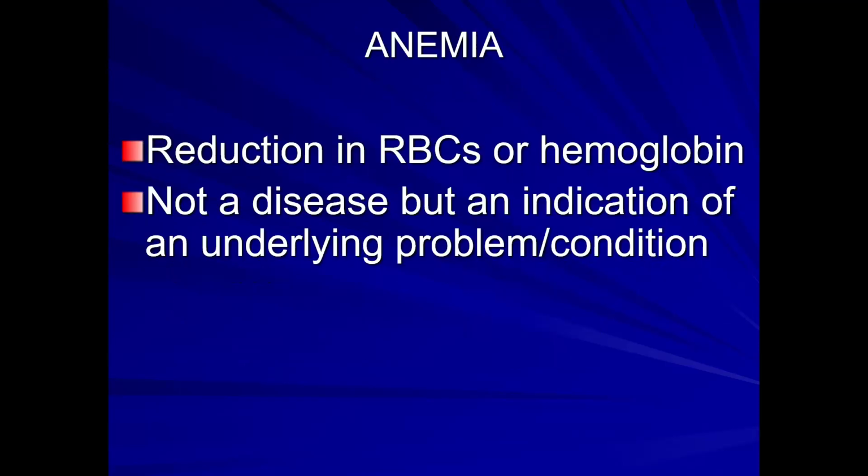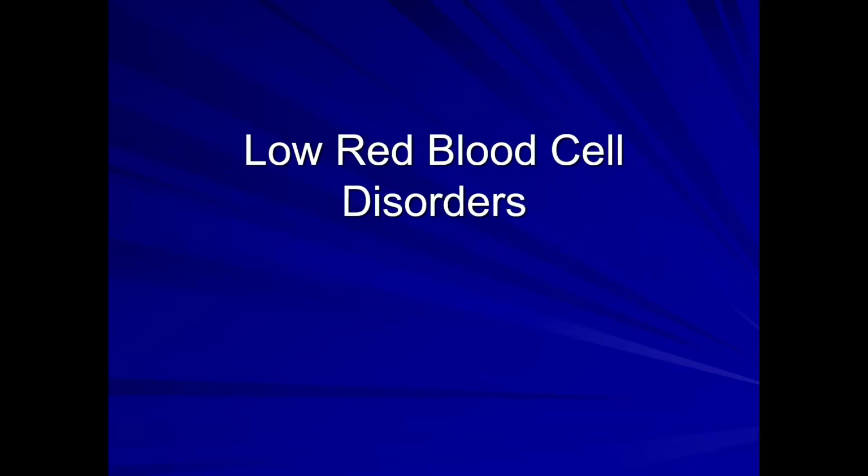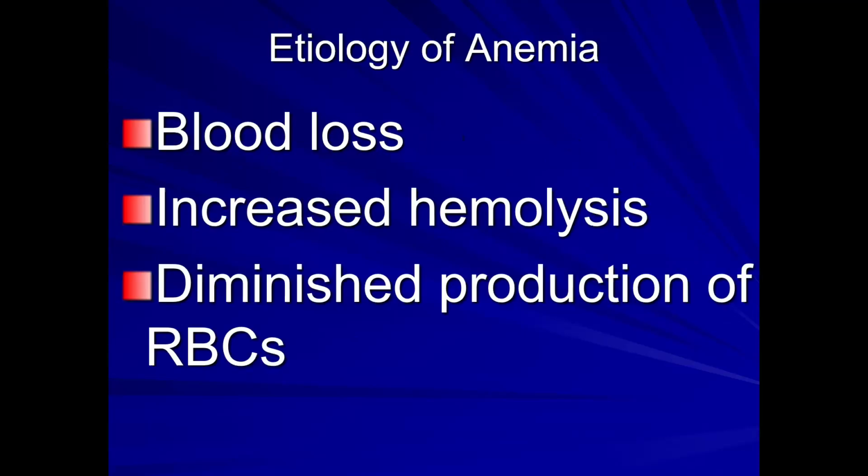So let's first talk about anemia and different types of anemia. So anemia is a reduction in red blood cells or hemoglobin. It's not a disease, but an indication of an underlying problem or condition. Low red blood cell disorder. So let's start talking about that. So etiology of anemia: blood loss, increased hemolysis, and diminished production of red blood cells.